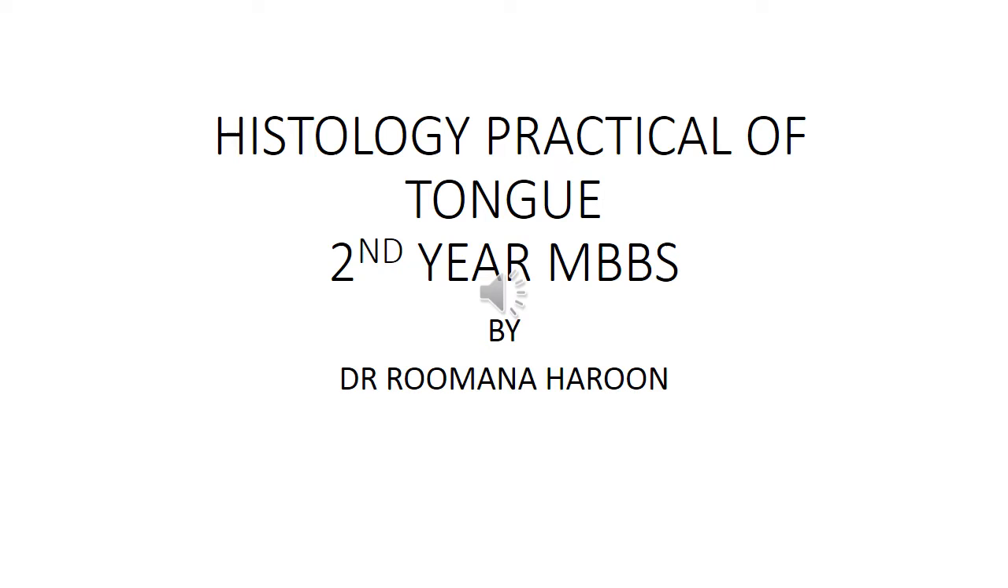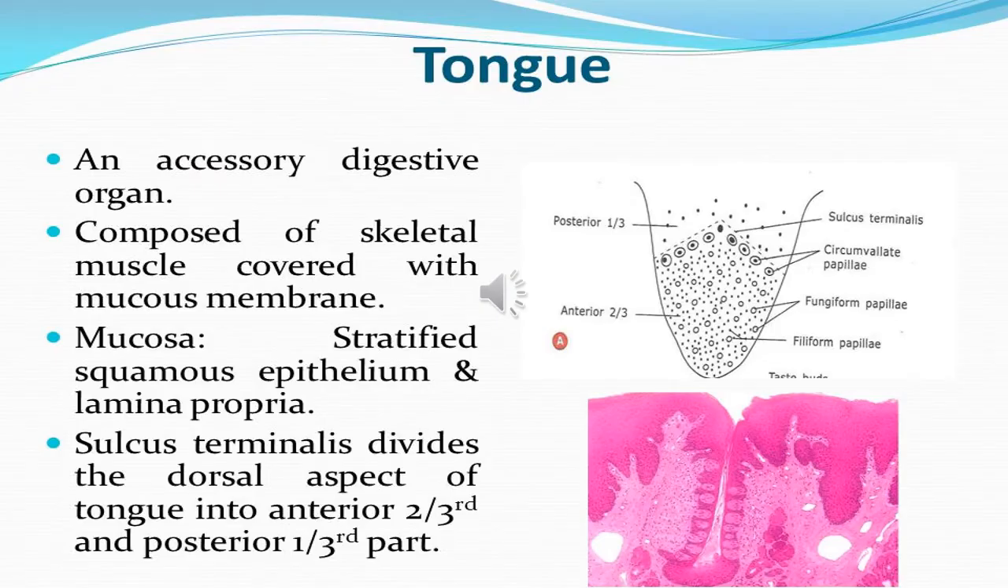So starting with the first system, that is the GIT. Today's practical is on tongue. Tongue is an accessory digestive organ. It is a muscular organ which is covered by a thin mucous membrane.